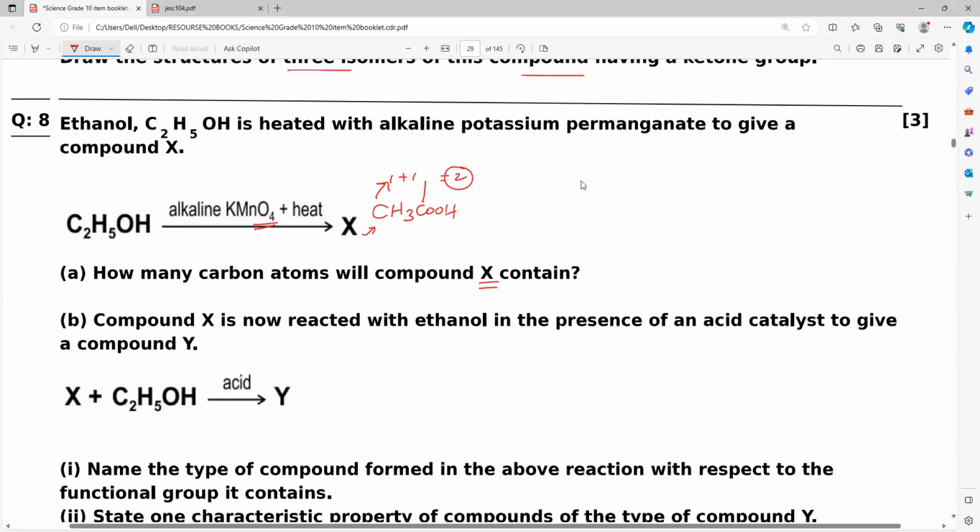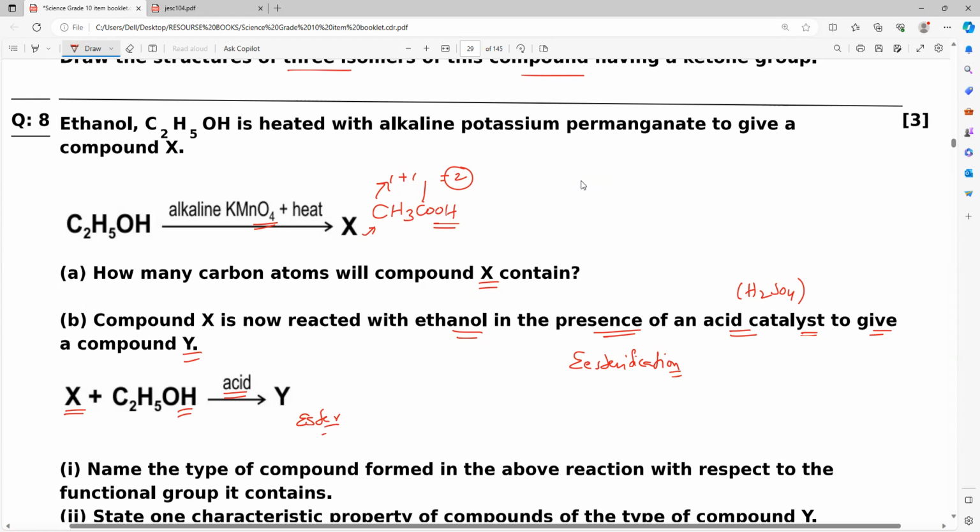Next, compound X is now reacted with ethanol again, in the presence of an acid catalyst, which we will take as H2SO4, to give compound Y. So we all know that ethanoic acid is reacting with ethanol. What is that reaction we call, in the presence of a catalyst? We get the esters. Am I right, everybody? That is what we call esterification.